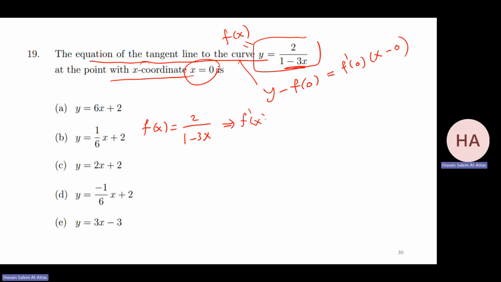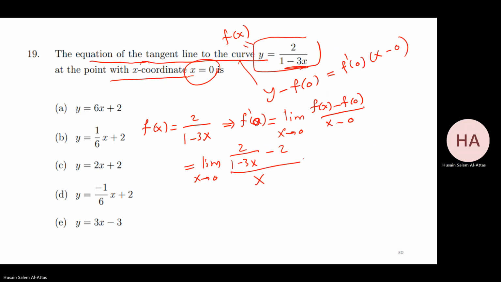So f prime of x will be what? Limit, well, let me say at 0. I need it at 0. X goes to 0, f of x minus f of 0 over x minus 0. So that will be limit x goes to 0 of what? F of x, 2 over 1 minus 3x minus, at 0 it's minus 2, correct? Yeah, this is 0, 2 over x. That will be limit x goes to 0, this is over 1 of what? x, 1 minus 3x, and this is 2 minus 2 plus 6x.